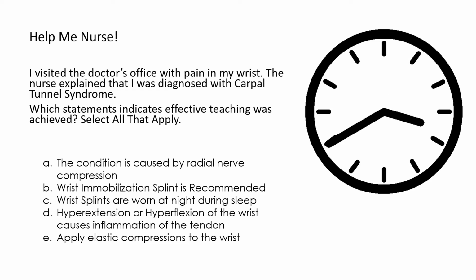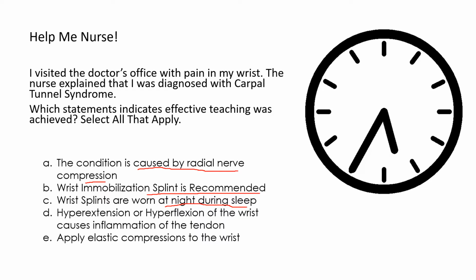All right, so let's take a look at the answer choices again. Condition caused by radial nerve compression, let's see. Immobilization splint recommended. Wrist splints are worn during sleep. There's a night component to that answer, but maybe D. Hyperflexion, extension of the wrist cause inflammation. How about elastic compression to put on your wrist? In order to answer this, you clearly have to have an understanding of the disease process that is carpal tunnel syndrome. Think of the answer. I'll give you a few, and let's see what we come up with.